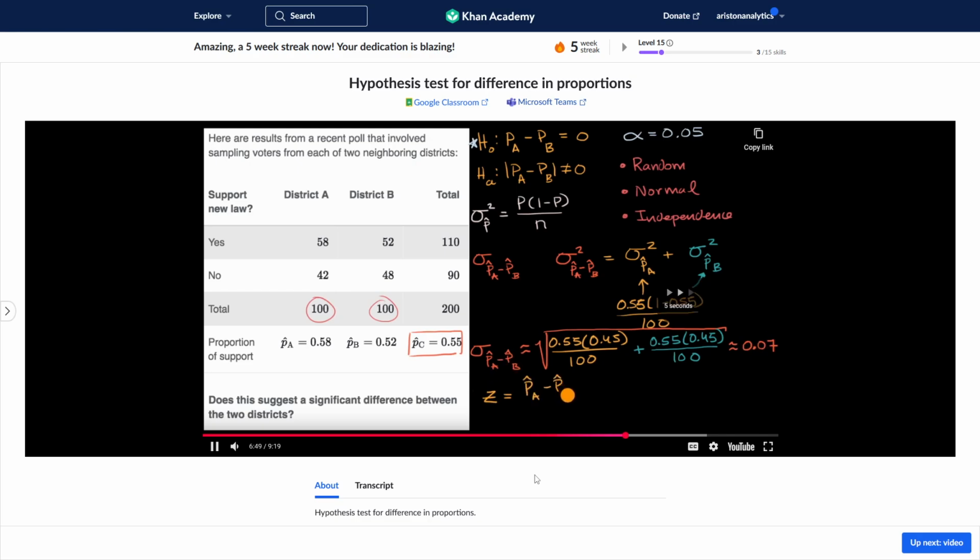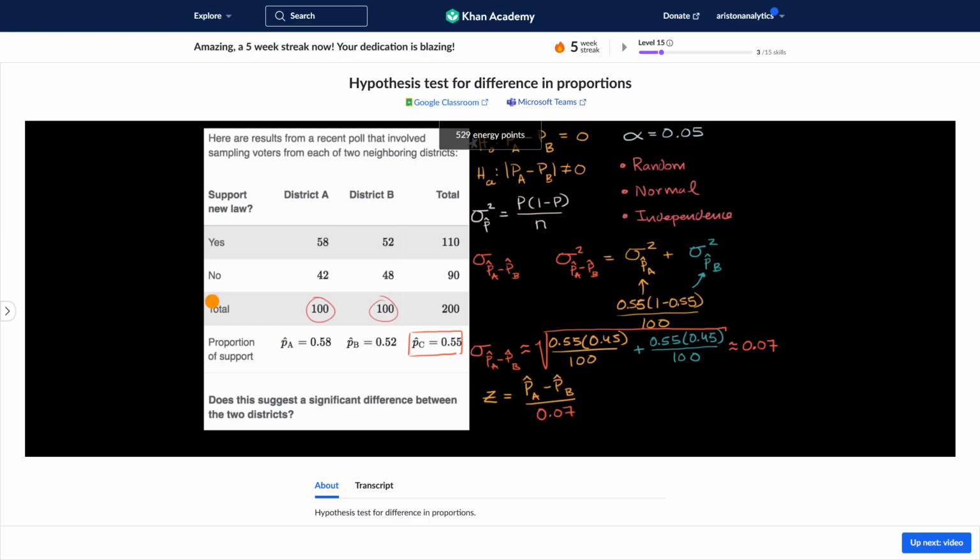And so our z-score is going to be p hat sub A minus p hat sub B, all of that over our estimate of the standard deviation of the sampling distribution of this difference between the sample proportions. So all of that over 0.07.